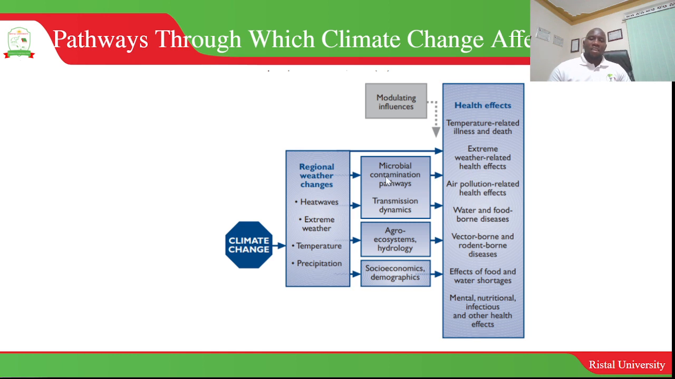And then in here you see microbial contamination pathways, transmission dynamics, agroecosystems, hydrology, and then socio-economic and demographic factors. These are the different indirect pathways through which climate change can impact health. Let me talk briefly about them, and then you'll see how these contribute to these health effects that we have.